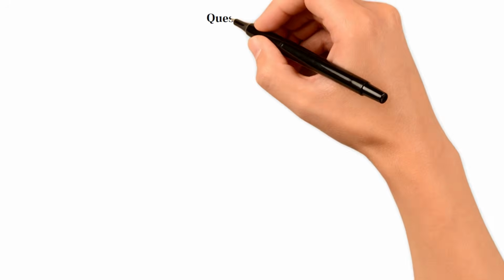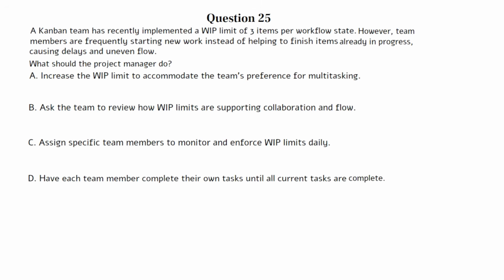Question 25. A Kanban team has recently implemented a work-in-progress limit of 3 items per workflow state. However, team members are frequently starting new work instead of helping to finish items already in progress, causing delays and uneven flow. What should the project manager do?